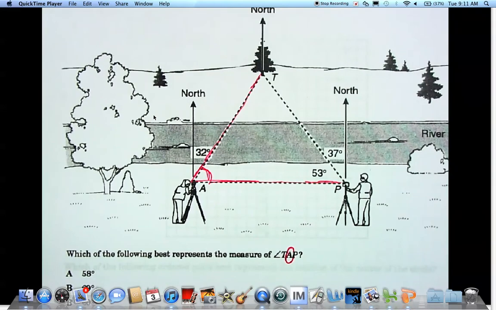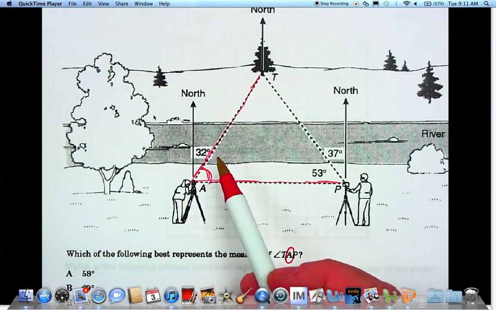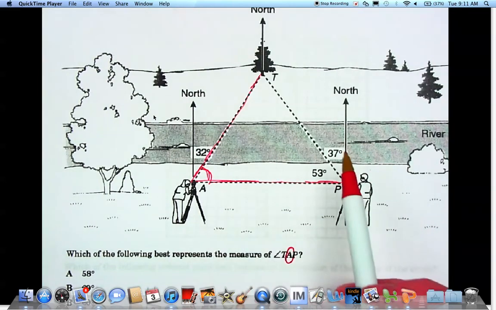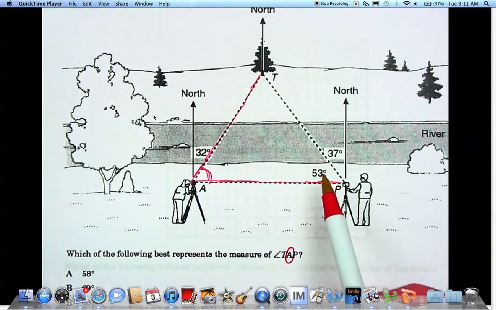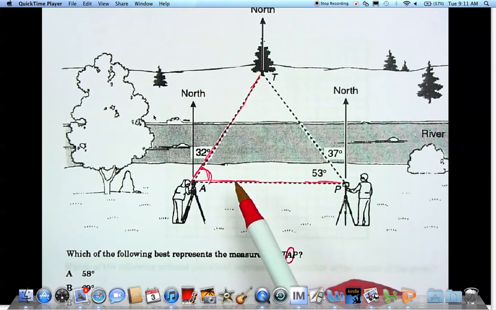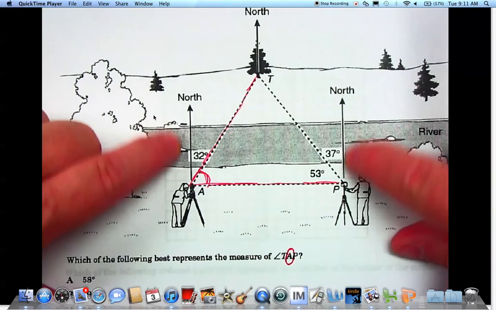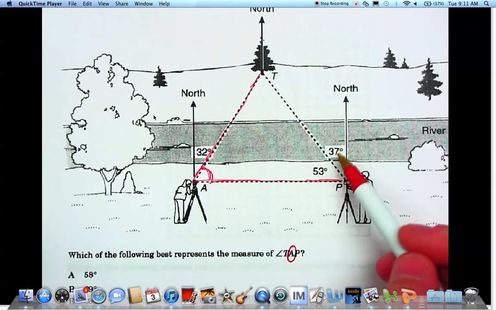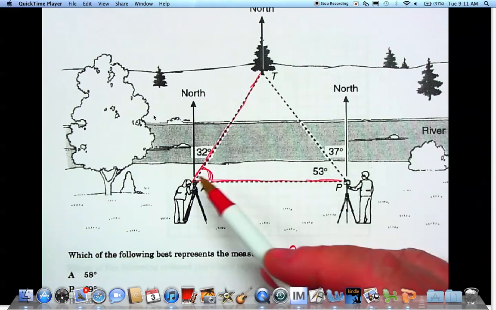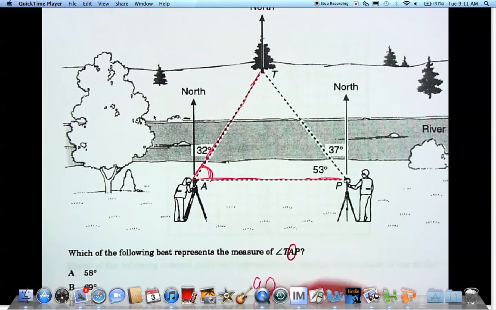Okay, any ideas? It doesn't say 90 necessarily. 90 minus 32. How do you know that this is 90? Because these add up to 90. That's the only way, not because it looks like 90. Not because this is going north necessarily, but because these are parallel and these add up to 90. So what's 90 minus 32? 58.